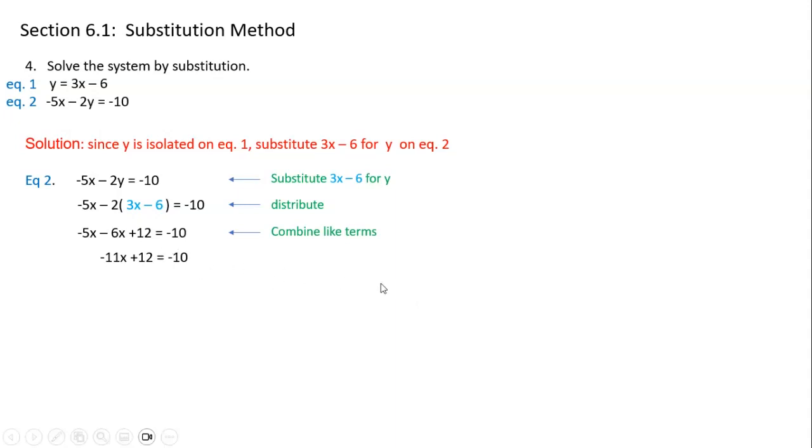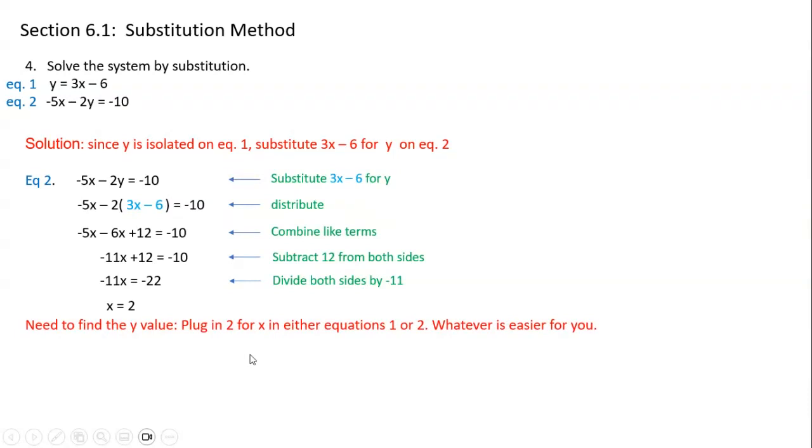Now I'm going to move the 12 to the other side by subtracting 12 on both sides. This is going to give me negative 11x is equal to negative 22. And then my last step is to divide by negative 11 on both sides. When I do that, I get x equals 2. This value for x is true for both equation 1 and equation 2. To get the value for y, all I have to do now is substitute this x into either of the two equations. It doesn't matter which one you plug it into, it's going to be the same.